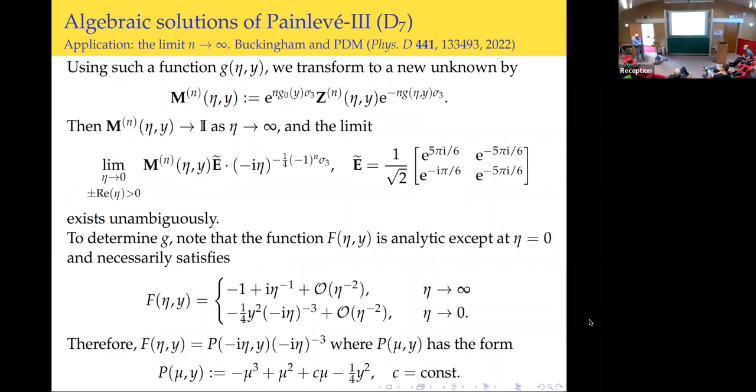So when we determine this g, we've got to think about the fact that this f is analytic except at the origin, and we can use the formula for f to calculate its asymptotic expansion in both limits, infinity and 0. And so you look at this and you realize this f has got to be actually a rational function, right? So it's got to be exactly a cubic polynomial in this first argument mu, which is really minus i eta divided by minus i eta cubed. So the mu has to look like this. The only thing I can't tell from these expansions here is what this constant c is. Everything else is determined.